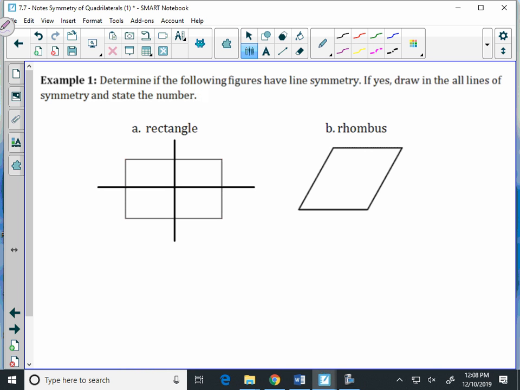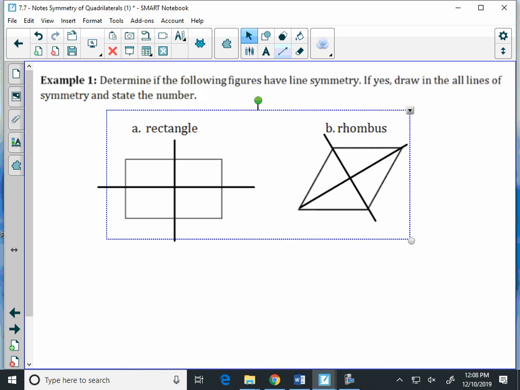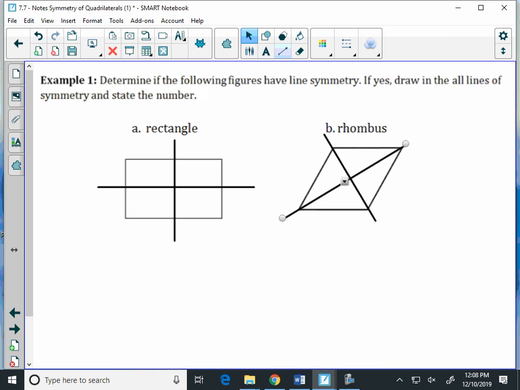What about a rhombus? Diagonal. Yeah, the diagonals work in a rhombus. So this is a line of symmetry. This is also a line of symmetry. Are there any other lines of symmetry? No. Up and down and across don't work in a rhombus because the angles are all different.